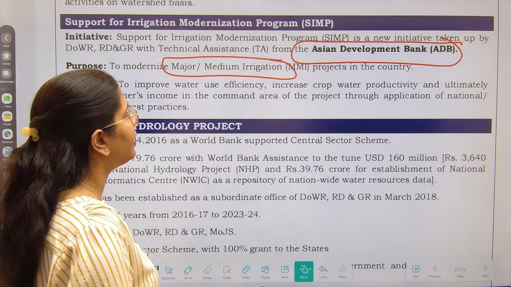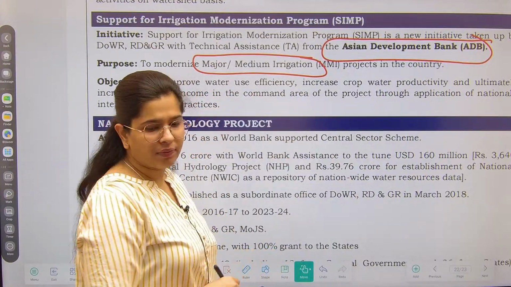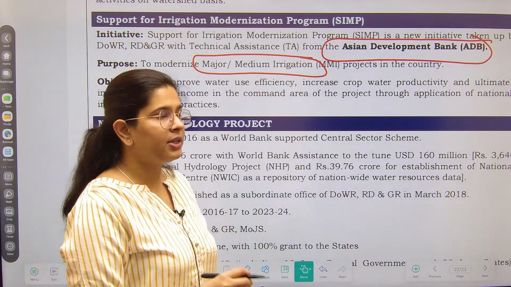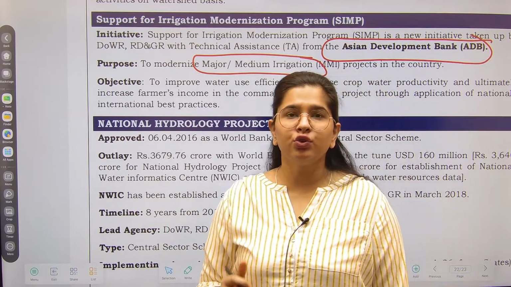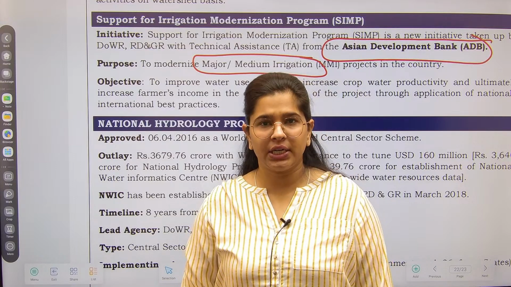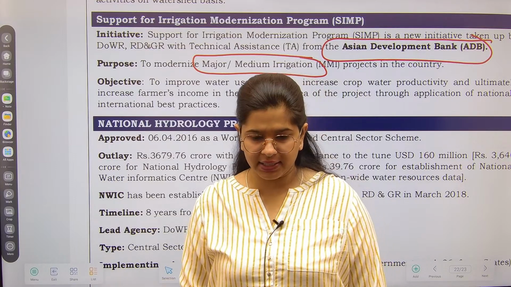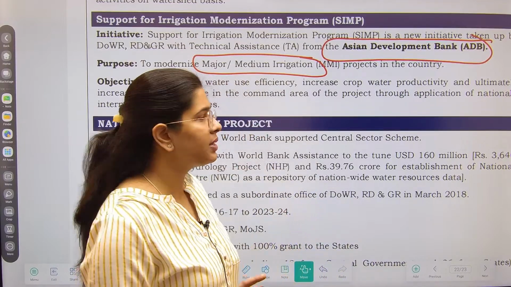The important thing that you should be remembering is, the initiative has been taken up with the support of the Asian Development Bank. It is operating under Ministry of Jal Shakti, that is being understood. But you have to remember that this particular initiative is with the support of which agency, because these type of questions can be asked in the statement based question types.